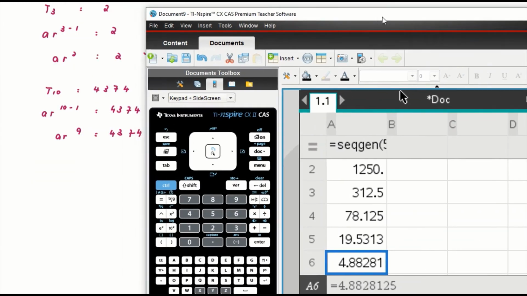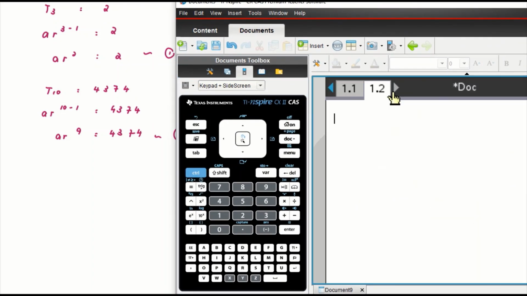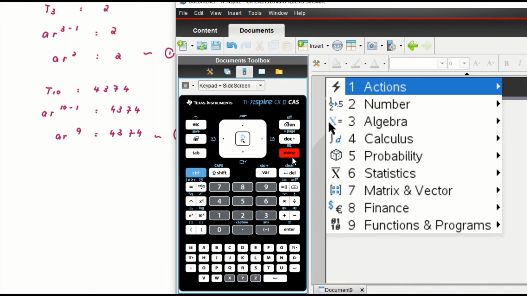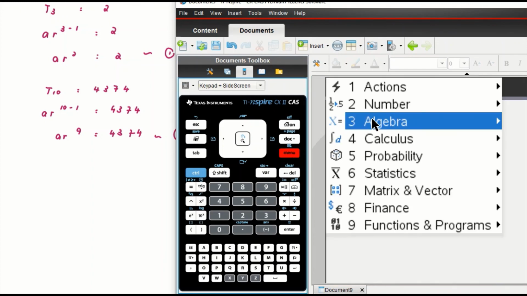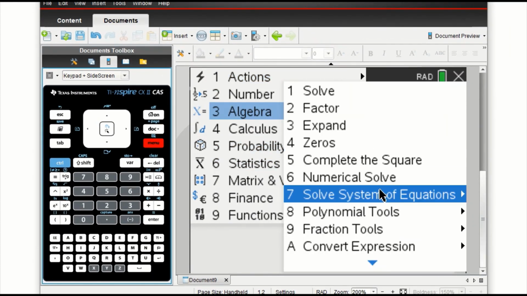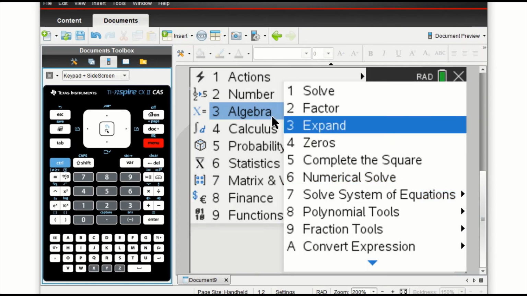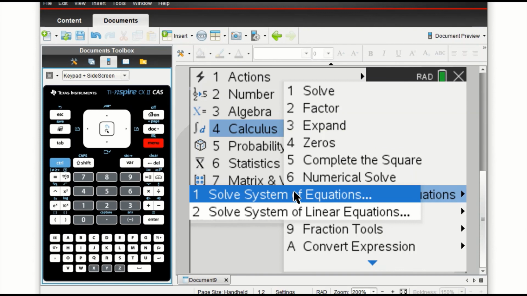Okay, so I want you to open a page of calculator first. So just open a new page, then add calculator. Go to your menu and you can see something like algebra. After you open the algebra, you can see solve system of equations. Let me try to do it again. Algebra, solve system of equations, then number one, solve system of equations. Because this is not linear, we cannot use the second one. For arithmetic, we use the second one, if you remember.